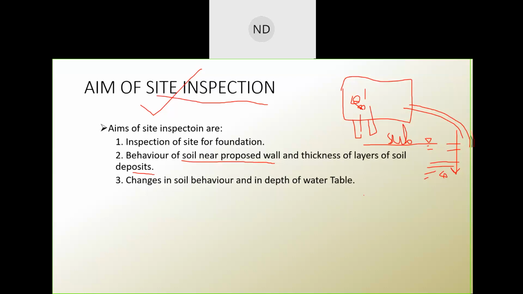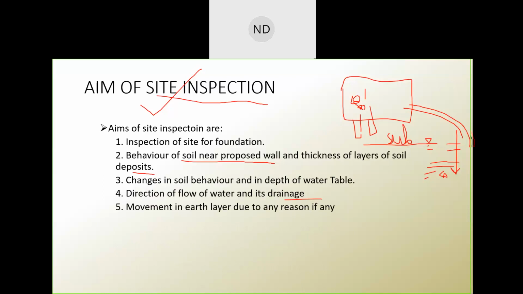So that is also important in your site inspection. The direction of flow of water and its drainage is also very important. Also check for movement in the earth layers due to any reason. For example, if there was an earthquake in a place in earlier periods, then you will know about the different types of movements in the layers.